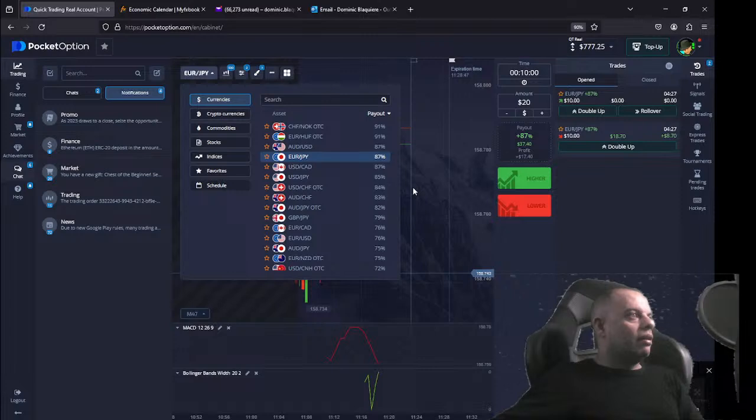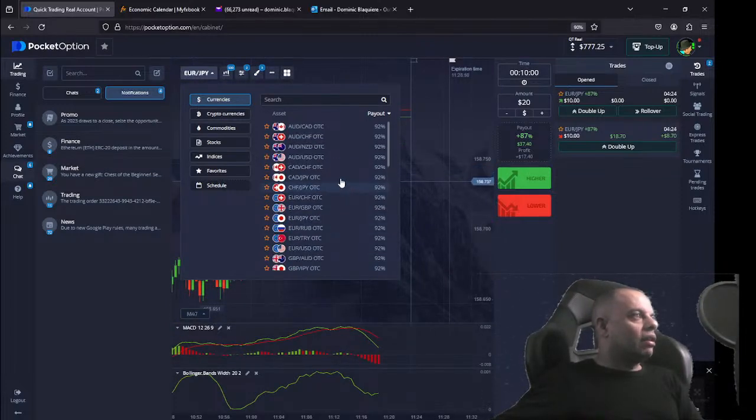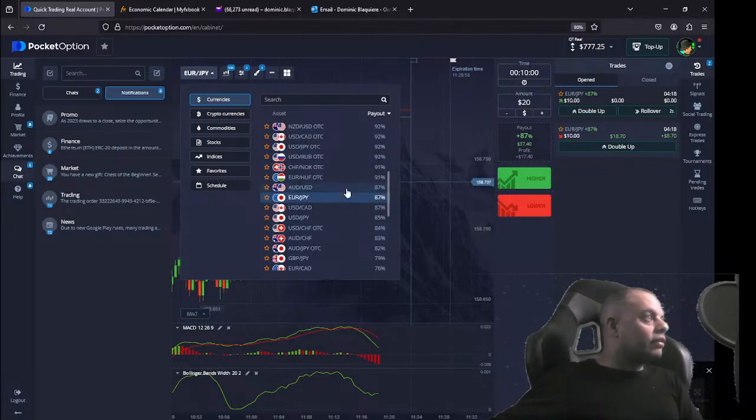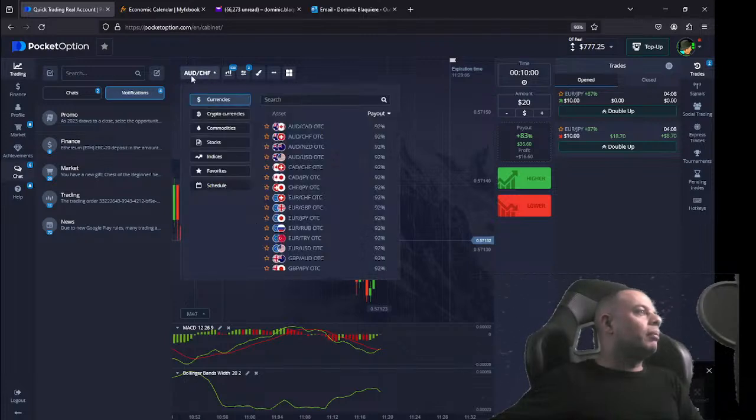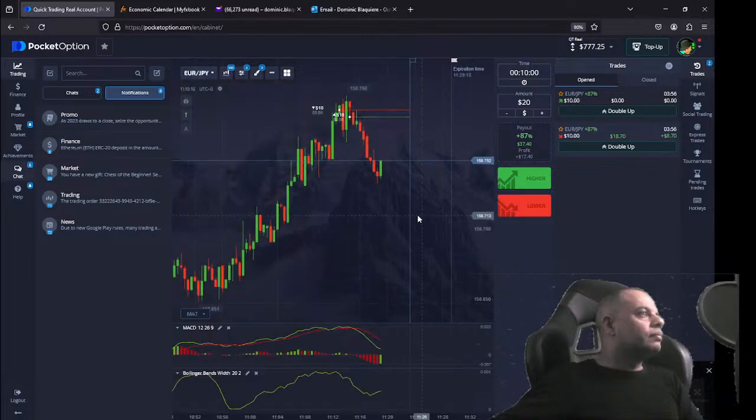That's that. Let's have a look at our Aussie CHF again. Where's it gone? Aussie CHF. Oh, Euro JPY, sorry. My bad. Euro JPY. Now, where's that gone? Yeah, let's have a look and see what happens here. I'm taking this down because we don't want to make any mistakes. I'm just going to have a quick look at the other chart that I look at.